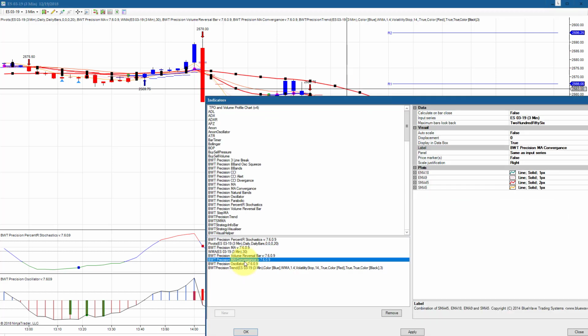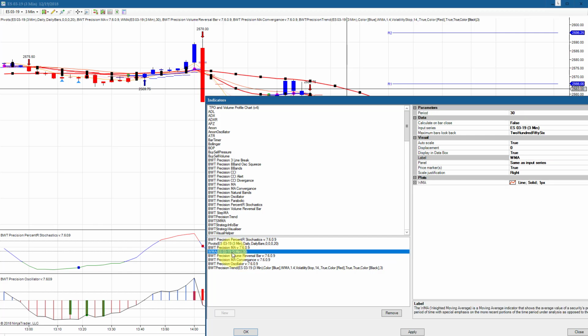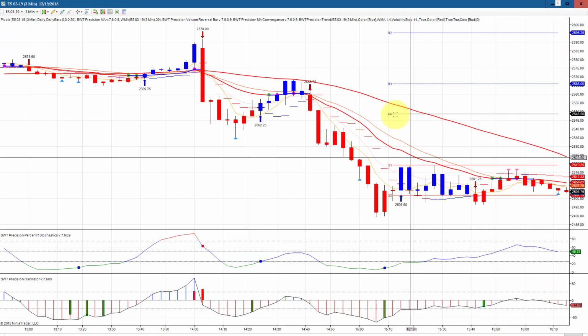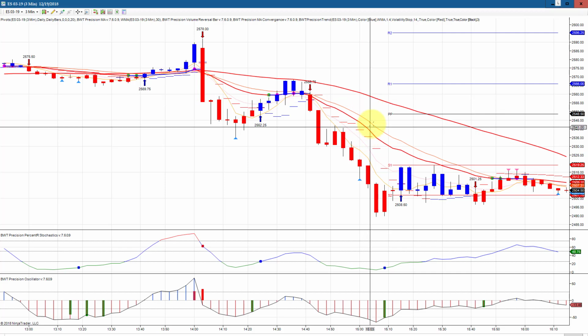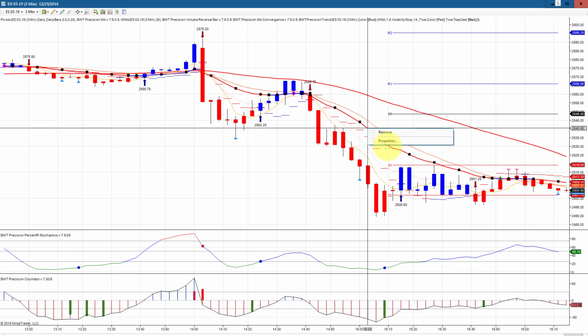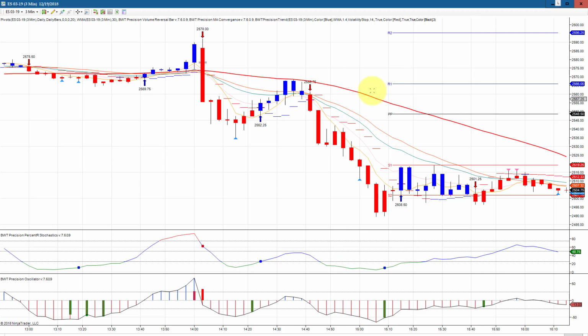What I have here is the MA convergence, which plots four moving averages. It plots a 9 and 18 EMA and a 45 SMA, and then I have a weighted moving average with a period of 30, and that's the one at the very top here. Actually, the one at the very top is the 45. The weighted moving average I don't really need here, so I'm just going to remove it.